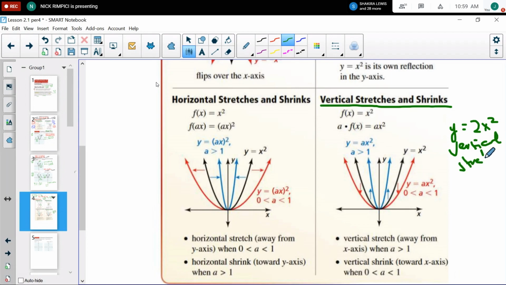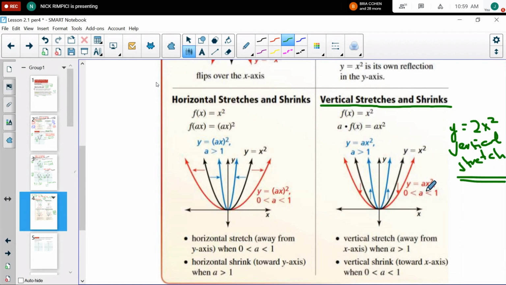Just to make sense of this, if I were to do 3x squared, it would get even taller and narrower. If I were to do 10x squared, it'd be even more narrow and even taller. So basically, as you make A very large, the graph becomes more stretched out. It gets more narrow or thinner, and also elongated, taller. In other words, it's moving away from the x-axis. All right, that's what a stretch does.